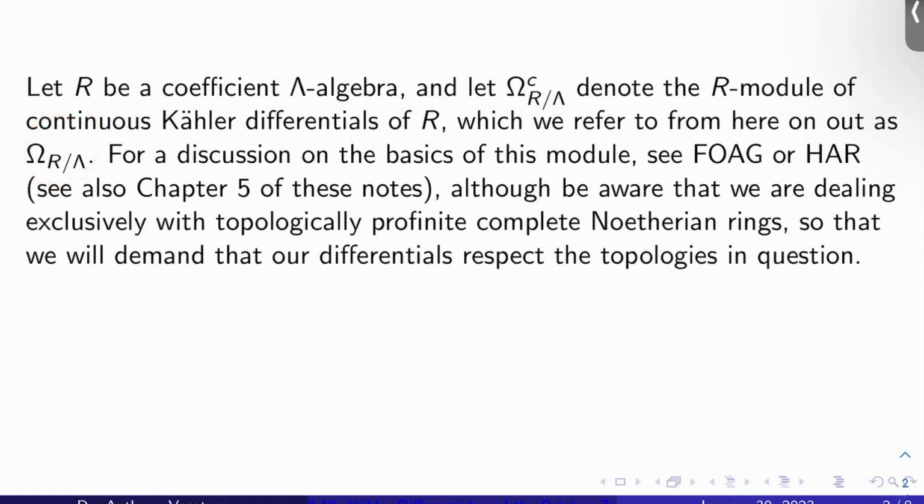For a discussion on the basics of this module, you can see Vakil's book, you can see Hartshorne's book, you can also see chapter 5 of my playlist. But be aware that if you do look up information on this in generality, we are dealing exclusively here with topologically profinite complete Noetherian rings. So we're going to demand that our differentials respect the topologies in question. So the C means continuous.